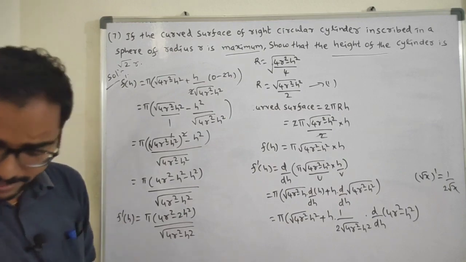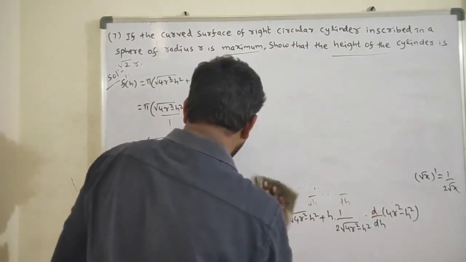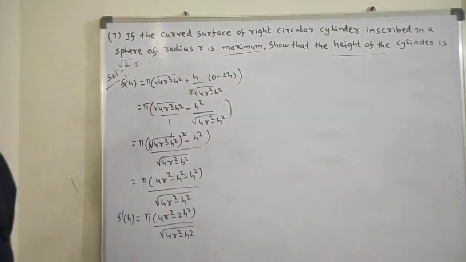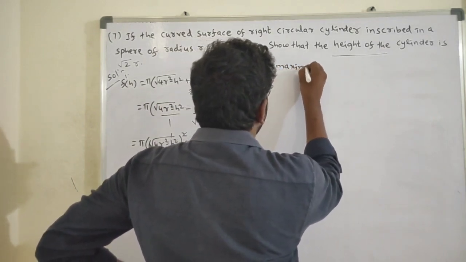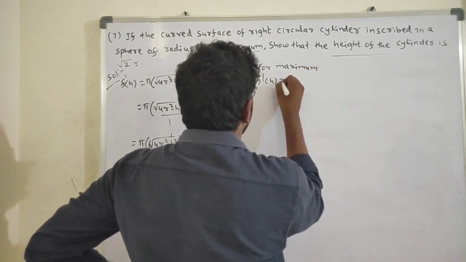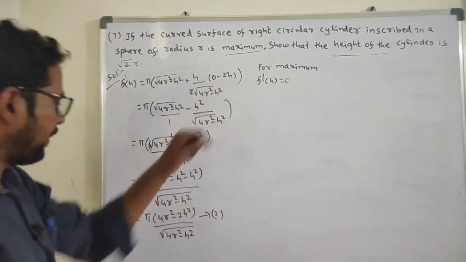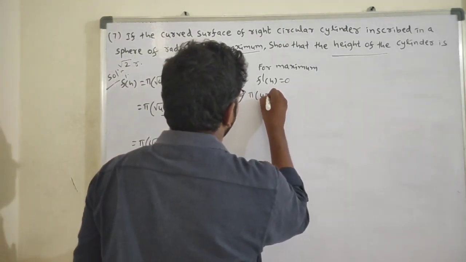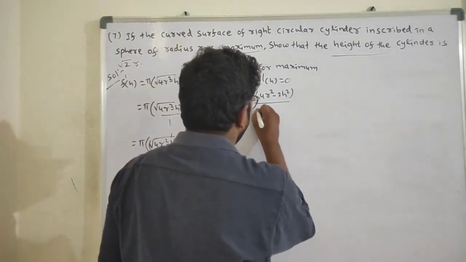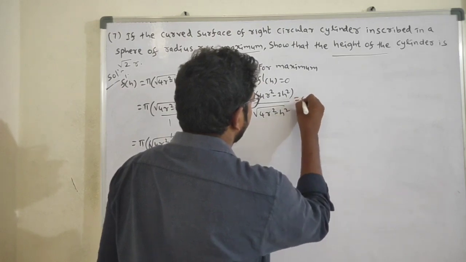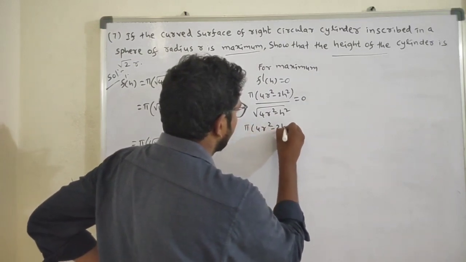f'(h) is equal to π into (4r² − 2h²) by √(4r² − h²). Now for maximum, as the question is given: for maximum or minimum, what is the first condition? f'(h) is equal to 0. Take this as equation number 2 and substitute: π into (4r² − 2h²) divided by √(4r² − h²) is equal to 0. The denominator goes to the right side as 0. So π into (4r² − 2h²) is equal to 0.